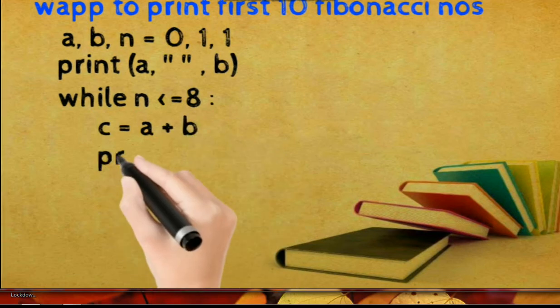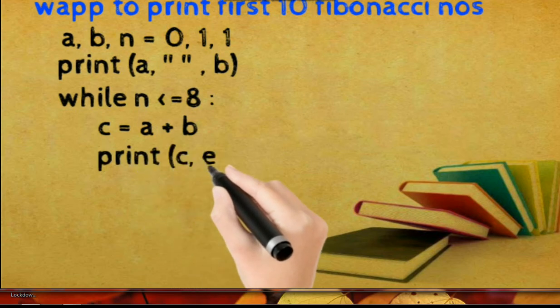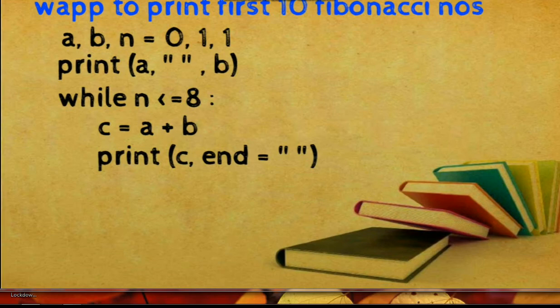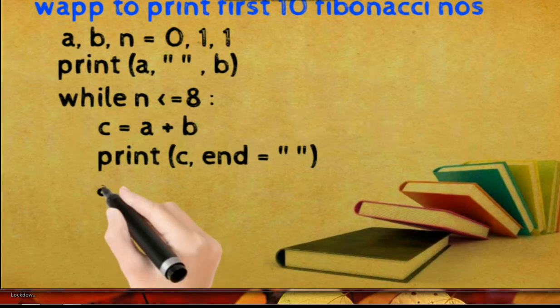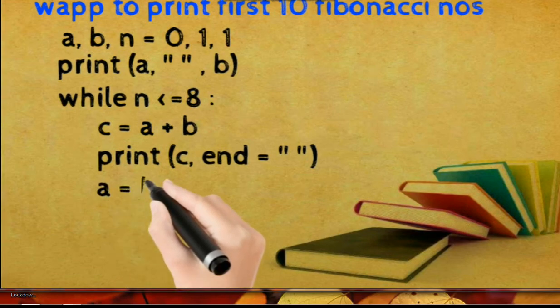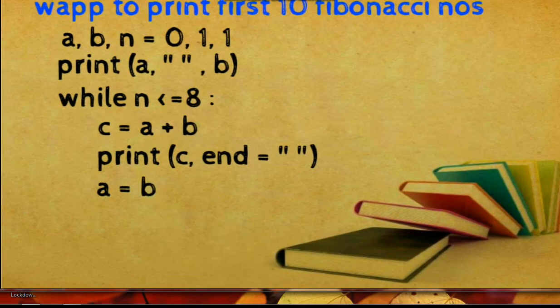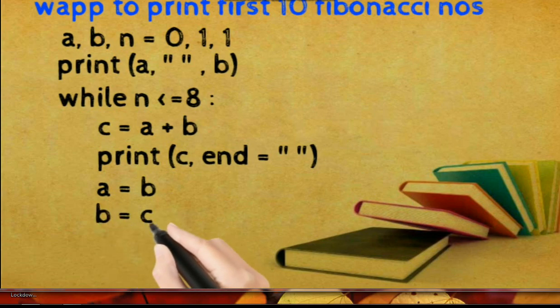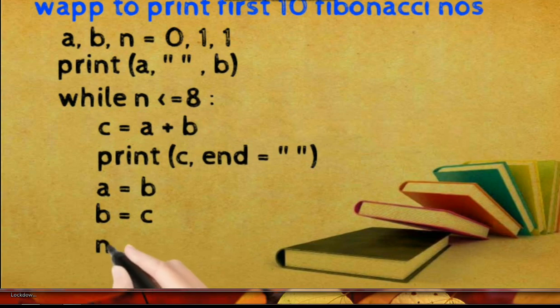Then c equal to a plus b, it means we are taking the sum of a and b and storing it in c. Then printing the value of c, and end equal to is written, it means it will print the answers in a single row. Then a equal to b, then b equal to c, it means the values are getting exchanged to the previous variables. Then to continue the loop, n plus equal to 1, because another 8 numbers are to be found out, the loop should continue.